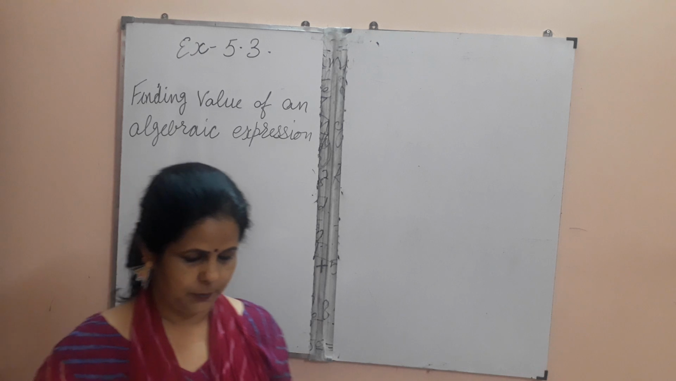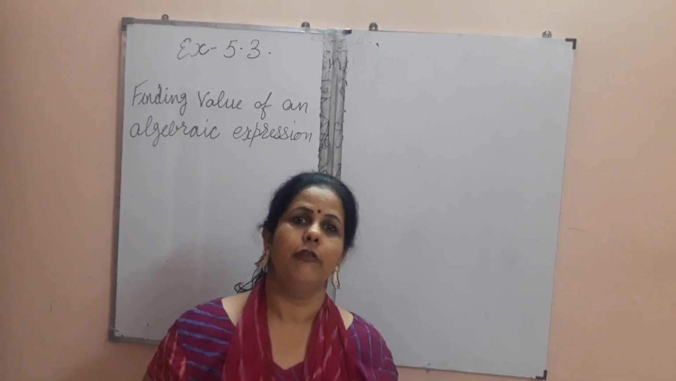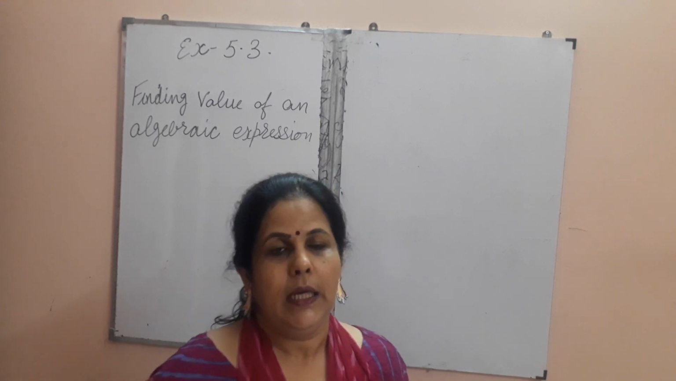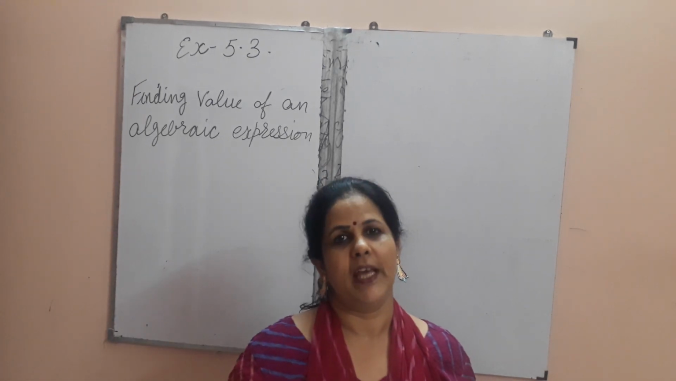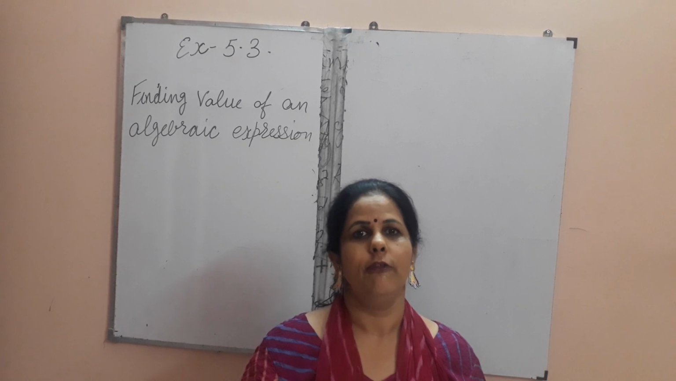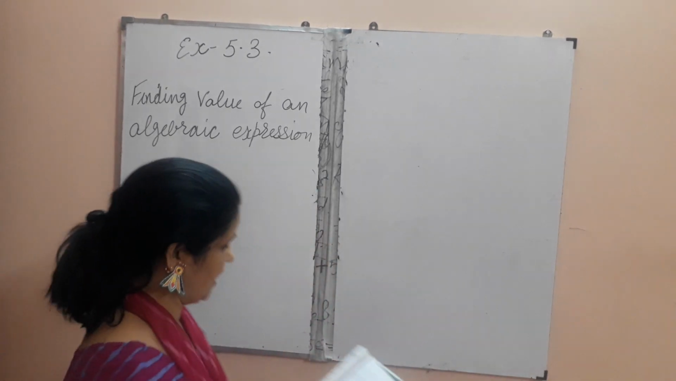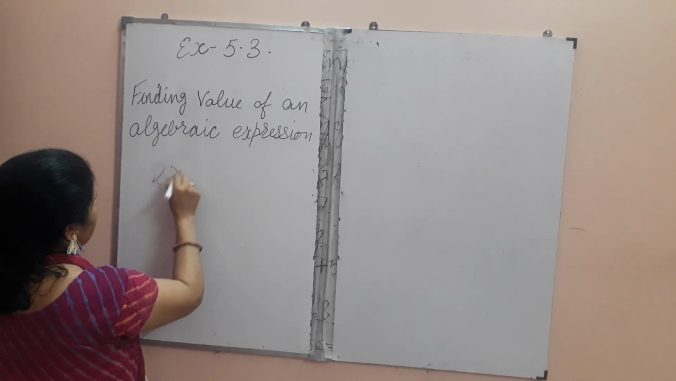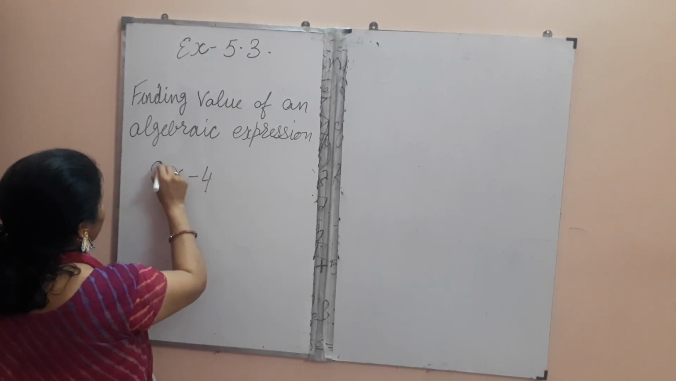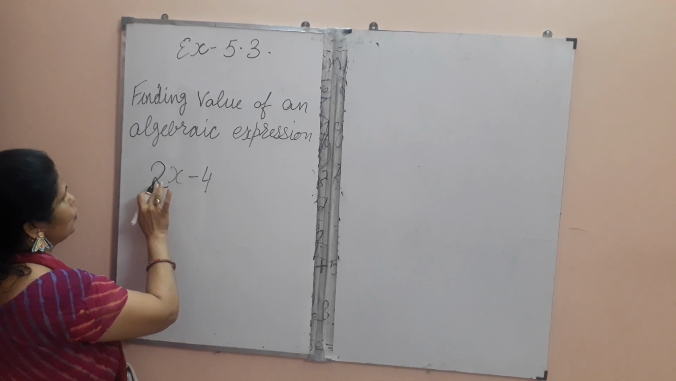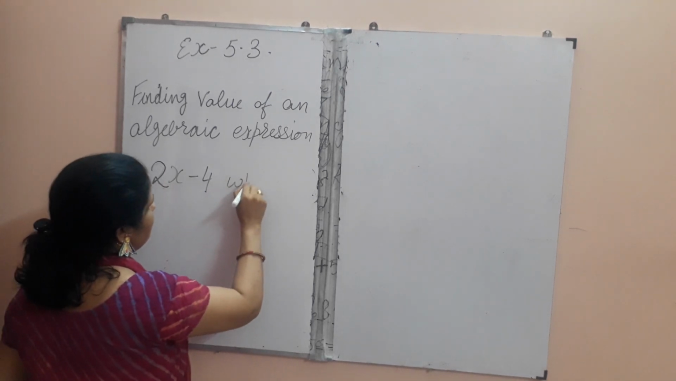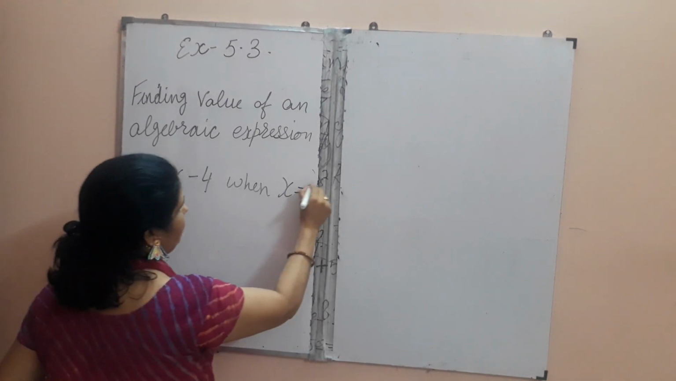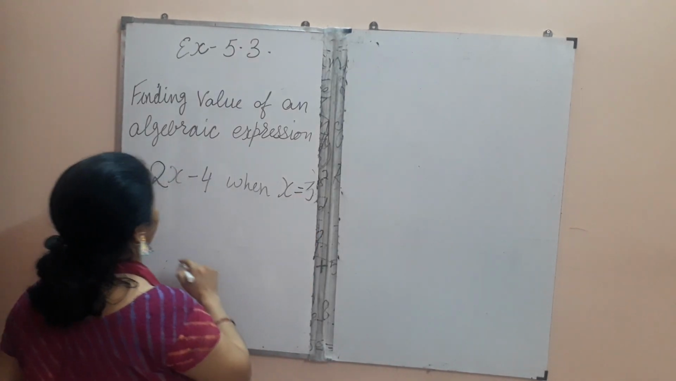In this, an expression will be given and the values of the variables will also be given. So, by putting the values of the variables in the expression, we will find out the value of the expression. So let's take one example. 2x minus 4. We have to find out the value of the expression 2x minus 4 when the value of x is 3. So how will we find it out?